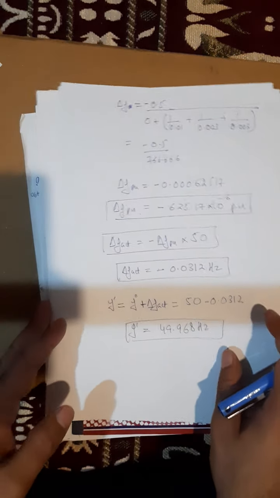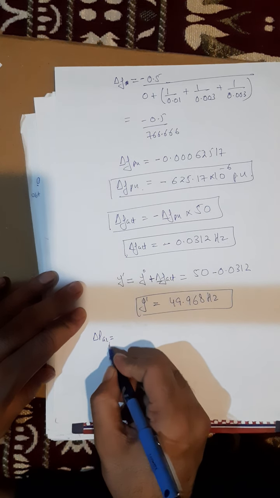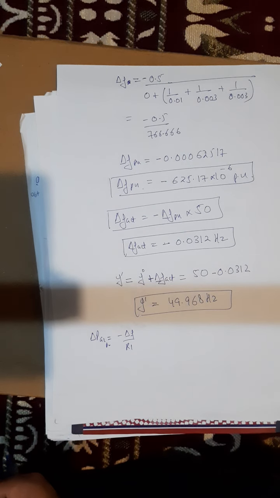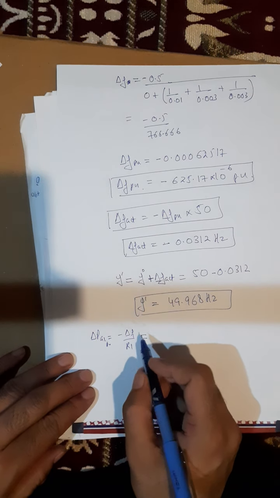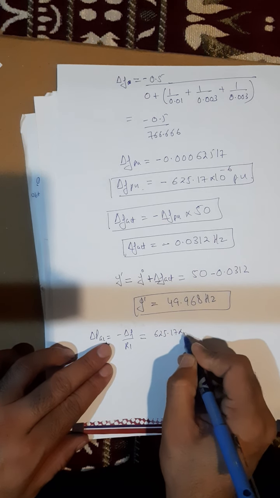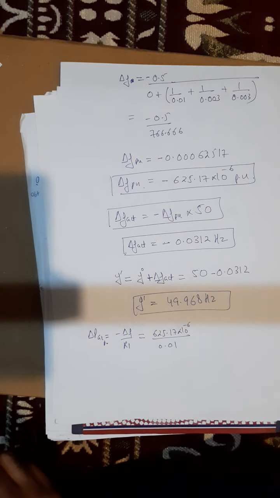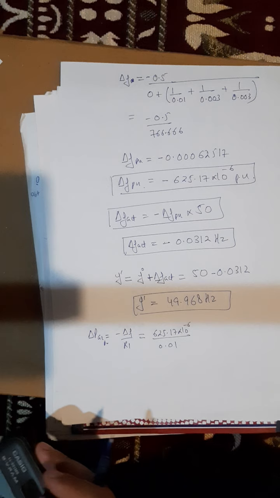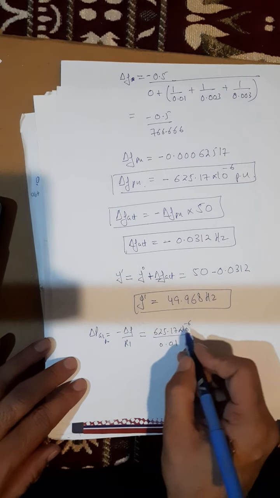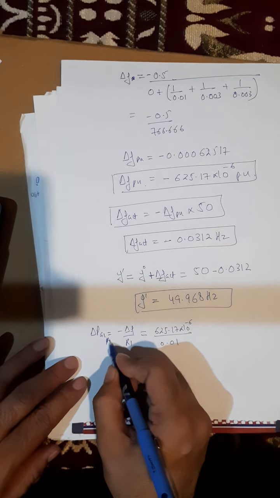So delta Pg1 in per unit is nothing but minus delta F by R1. What is minus delta F in per unit? It was coming out 625.17 into 10 raised to power minus 6, and R1 was 0.01. If you solve it, you get whatever you get. This is delta Pg1 per unit.